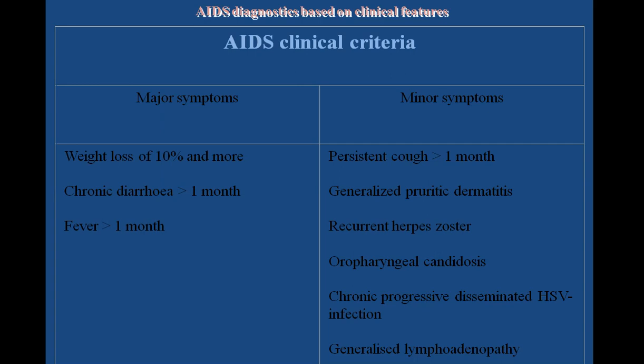So, AIDS clinical criteria. Major symptoms: weight loss of 10% or more, chronic diarrhea for more than 1 month, fever for more than 1 month. Minor symptoms: persistent cough for 1 month or more, generalized pruritic dermatitis, recurrent herpes zoster, oropharyngeal candidiasis, chronic progressive disseminated HSV infection, generalized lymphadenopathy.